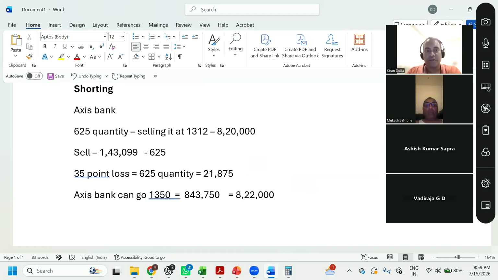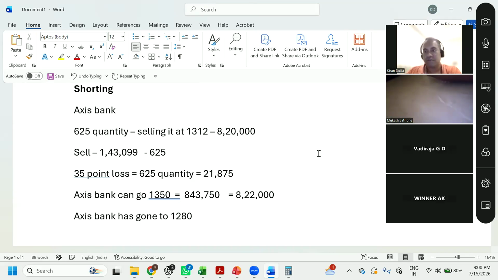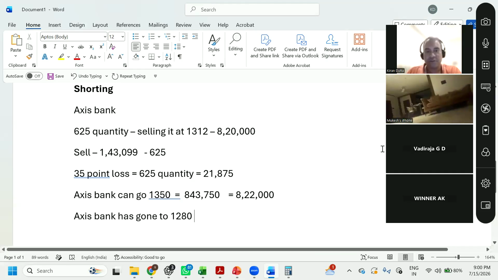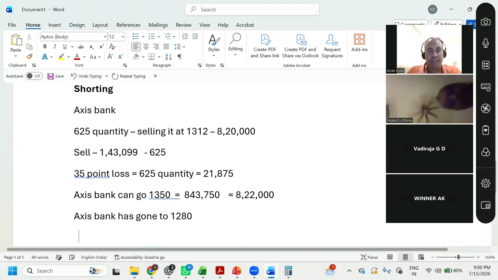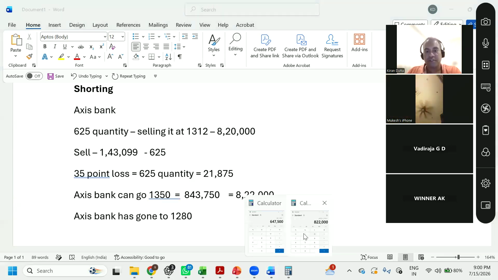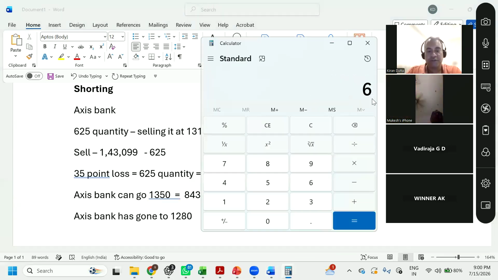What is going to happen? The Axis Bank has gone to, say, let's take 40 points again. Same thing. We will do 1280. No, not that much. 1280, we will do 40 points. And then what we will do is 625 times 40.